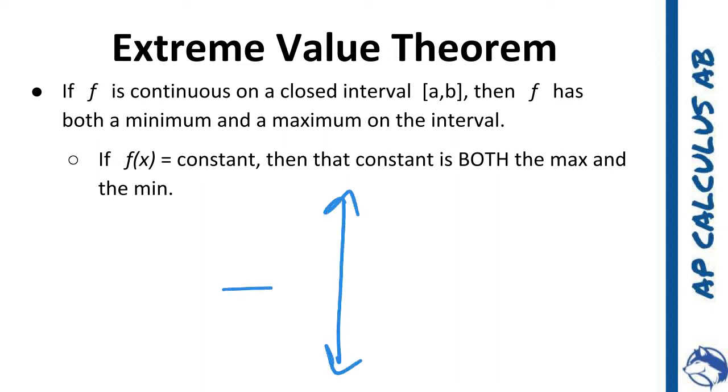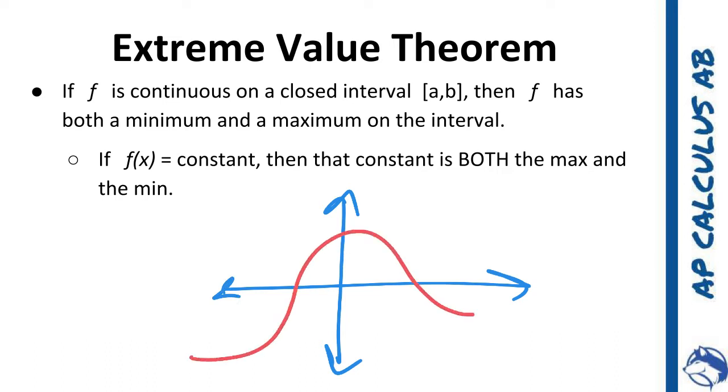graph here, and I had something going all the way through this, no matter what it was, if I chose some interval that started at a, and it went all the way to b, what this is saying is that there has to be both a max and a min that occurs on this graph.